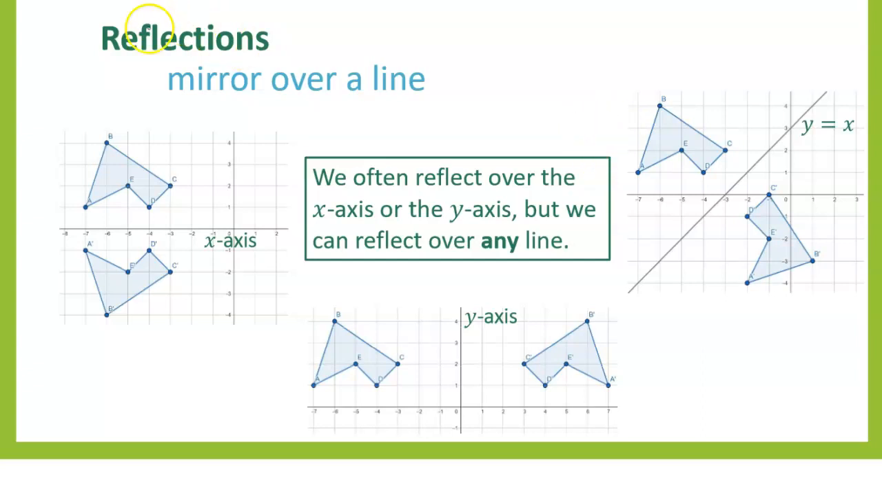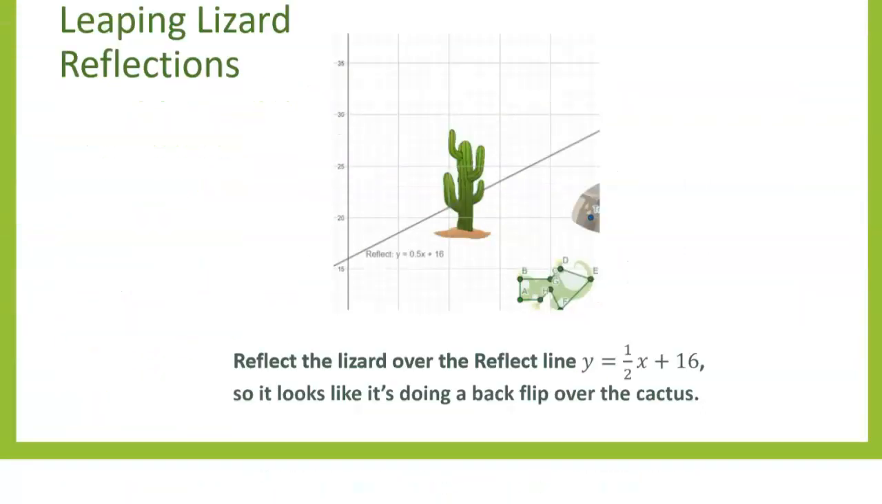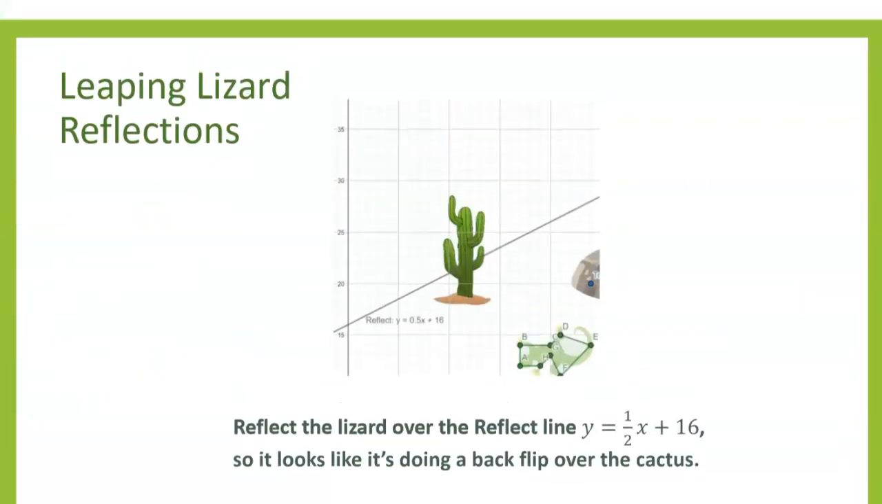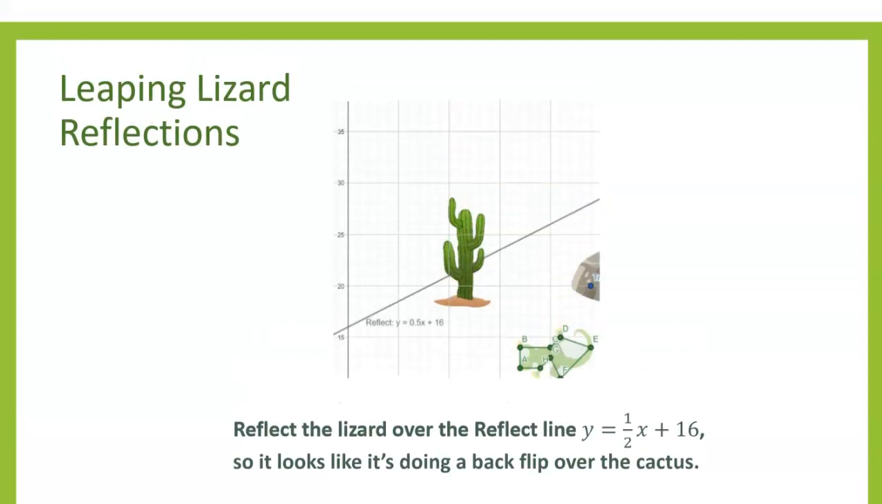So we're going to take a look at this in GeoGebra as well. And now we're going to reflect the lizard over the reflect line. The reflect line is y equals 1/2 x plus 16, and it's graphed for us. And we're going to try to get the lizard to do a backflip over the cactus by reflecting him over the cactus.